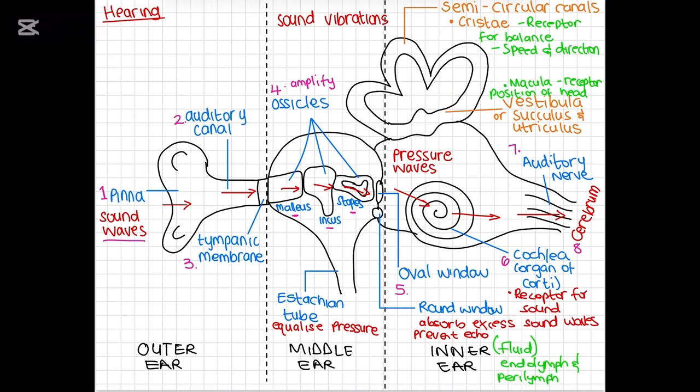So to round that up, the crista detects change in speed and direction, and then the macula will detect change in position of the head. They are both responsible for maintaining balance, and this impulse from the receptors will be transmitted via the auditory nerve. However, in this case, it is going to the cerebellum. So the direction of the nerve impulse from these two parts will go, as indicated by the orange lines, to the cerebellum.